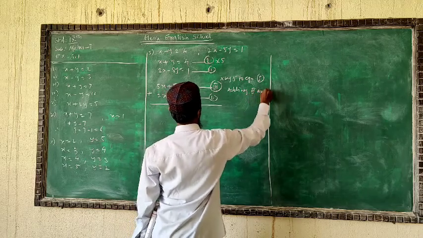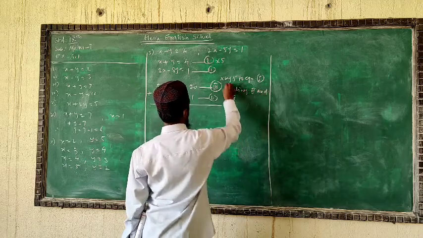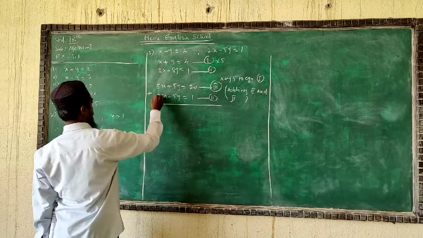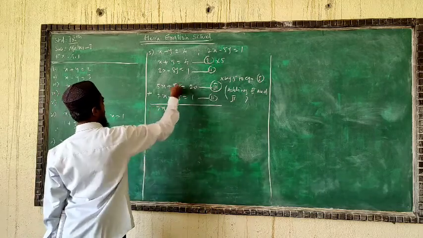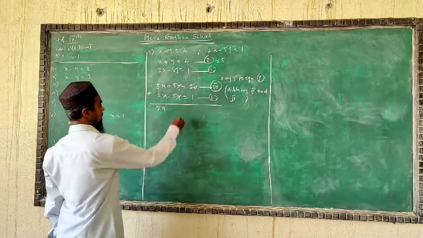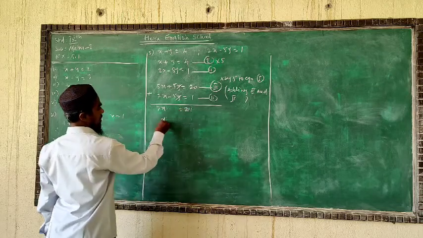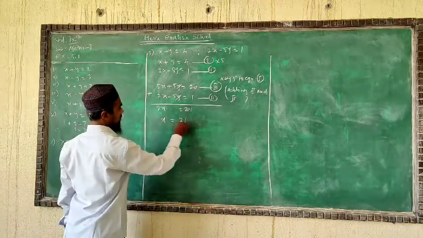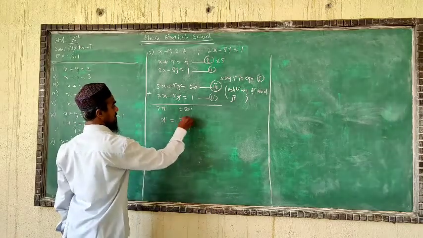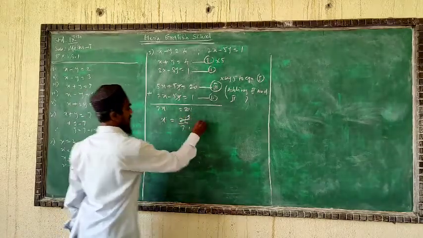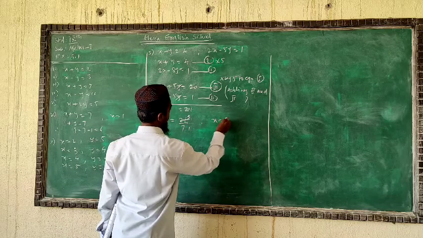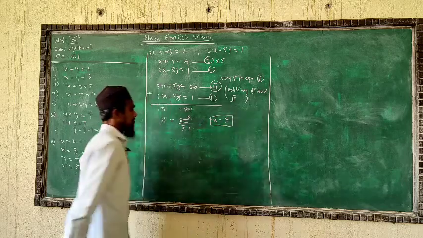Adding the third equation and the second, now you get 5 plus 2, 7x. Plus 5y and minus 5y both cancel, and 20 plus 1 gives you 21. Means x is equal to 21 divided by 7. 7 1s are 7, 7 3s are 21. We get x is equal to 3. We got the value of x as 3.